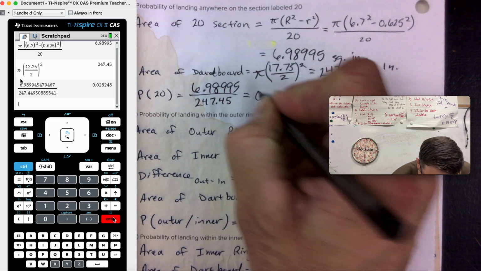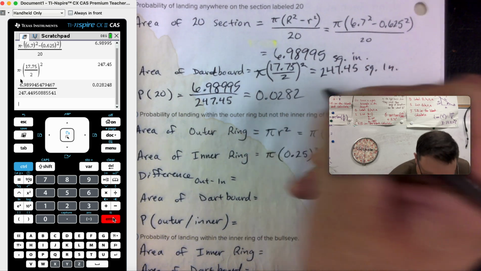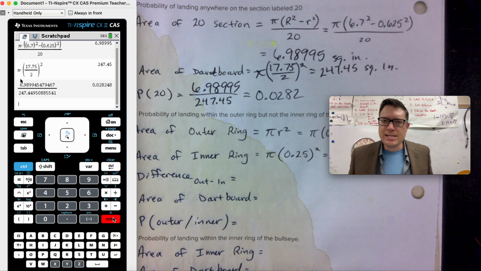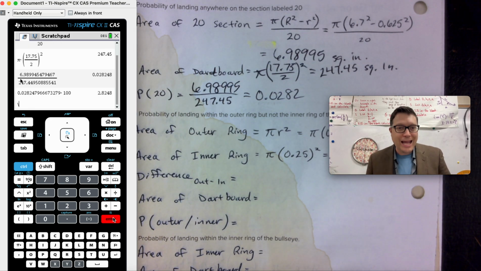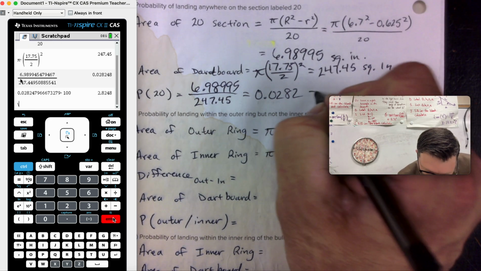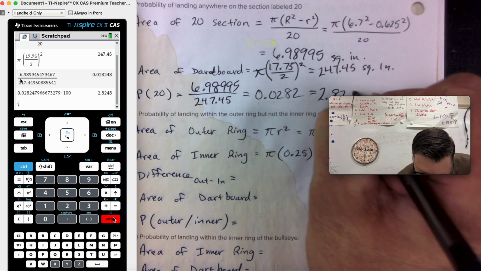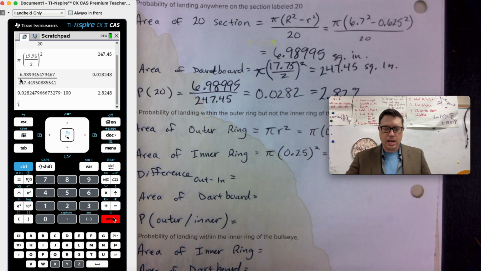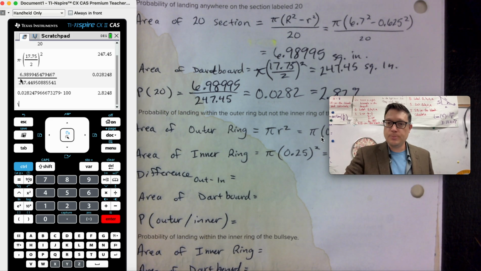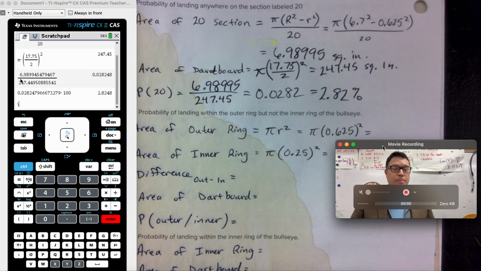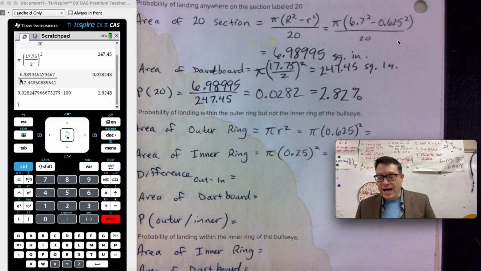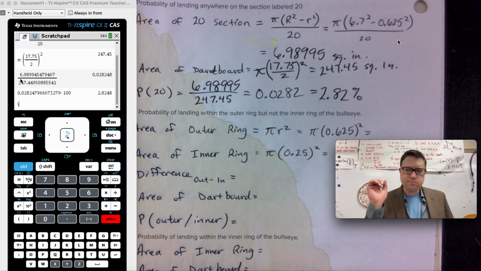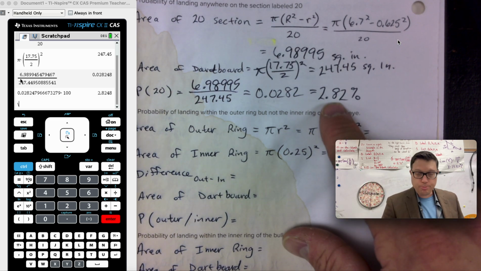I have a 0.0282 chance. It's not nice as a percentage, so if I right now go times 100, I have a 2.82% chance of landing in the 20s. Not bad. It's not amazing, but it certainly should feel somewhat acceptable that you're going to throw a dart and the odds of actually landing in that space, just winging it, is pretty low.